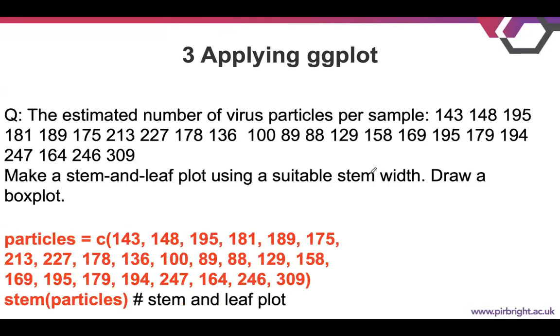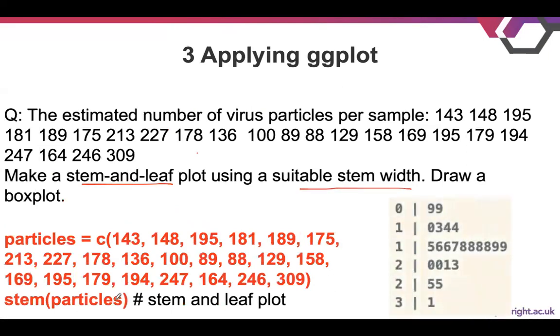Another example that we can look at is the number of virus particles per sample, as shown here. You get a bunch of different values, and we're asked to make a stem-and-leaf plot with pseudo-assembly for this data. So if we read the data into R and use the stem function to plot it out, we'll get something like this.